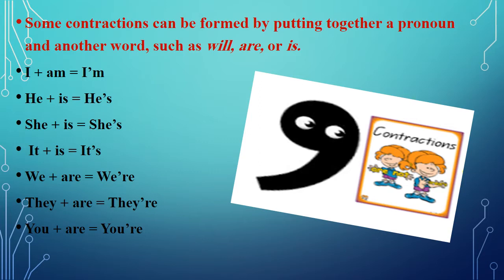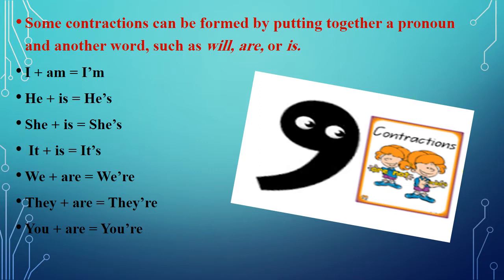When we make the contraction, we will cross the letter A and replace it by the apostrophe and put them together, so we'll have I'm. He is. Cross the letter I, replace it by the apostrophe, put them together, so we'll have he's.